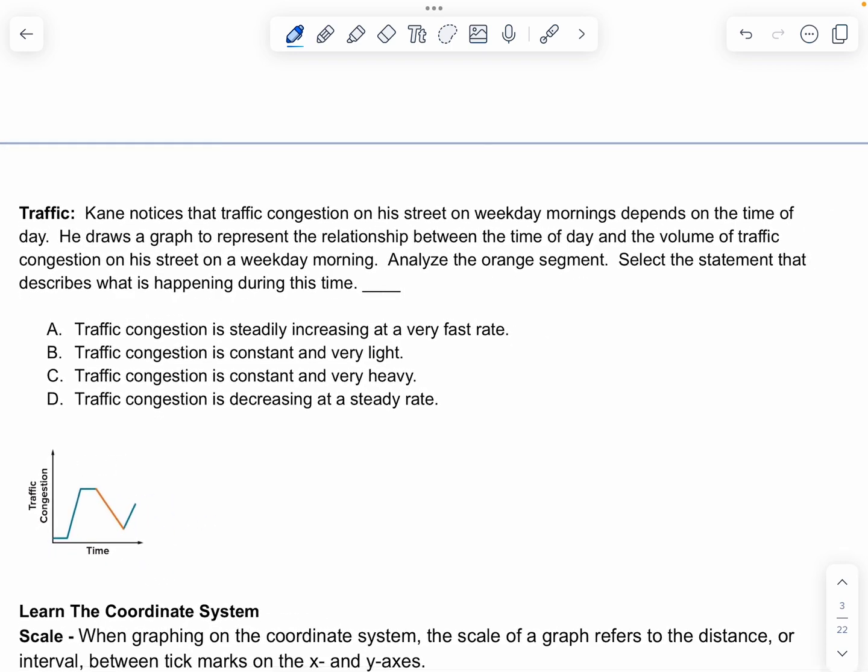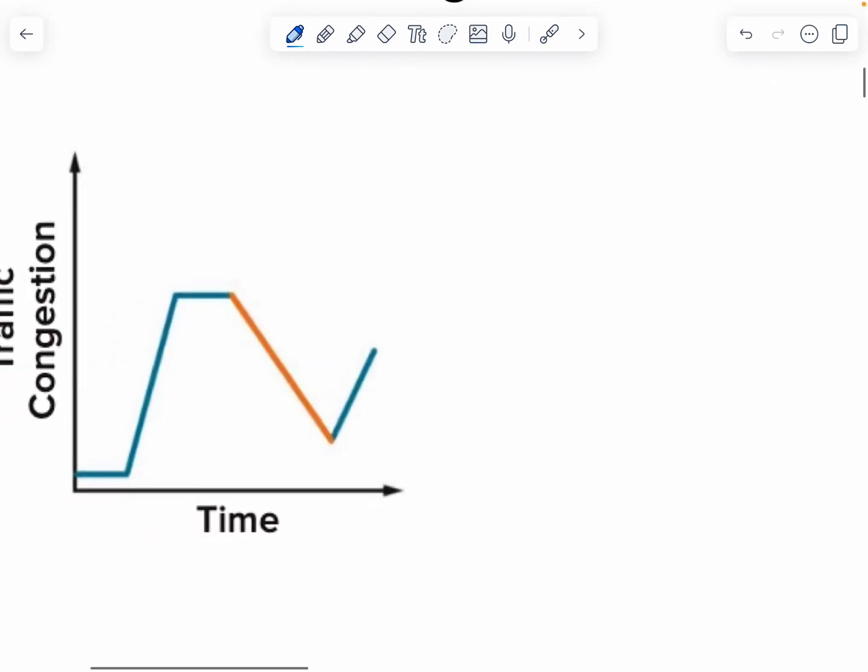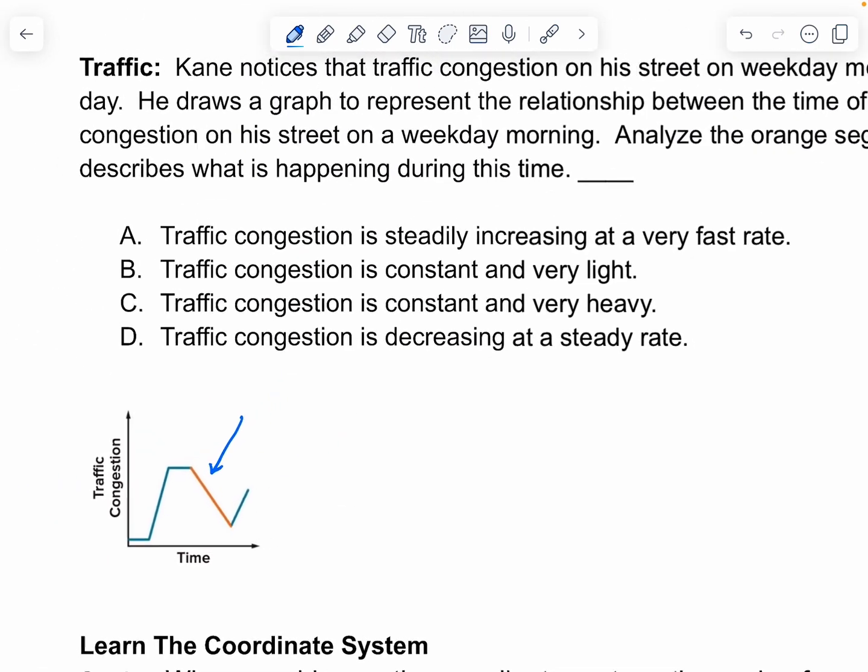Kane notices the traffic congestion on his street on weekday mornings depends on the time of day. He draws a graph that represents the relationship between the time of day and the volume of traffic congestion on his street on weekday morning. Analyze the orange segment, because we're analyzing the orange segment right here.